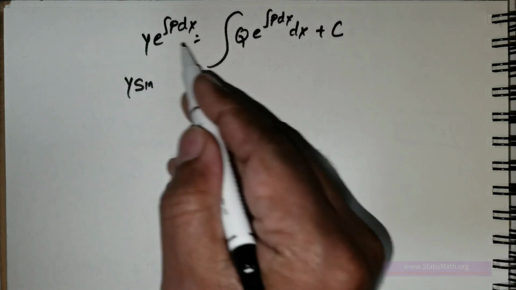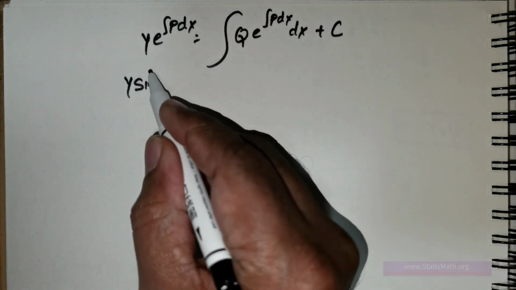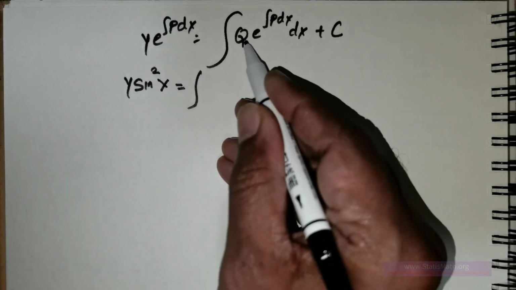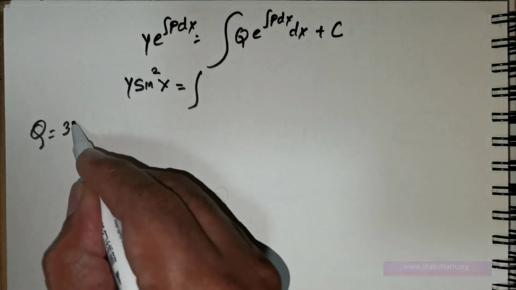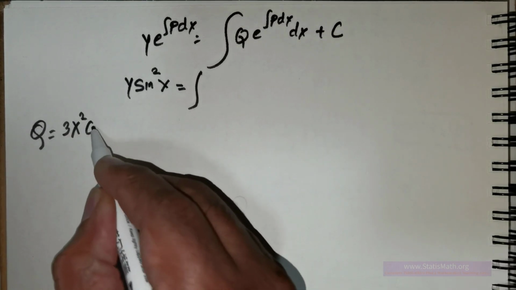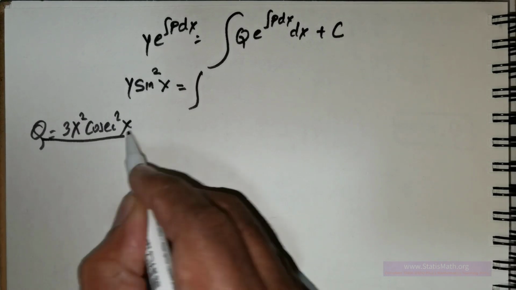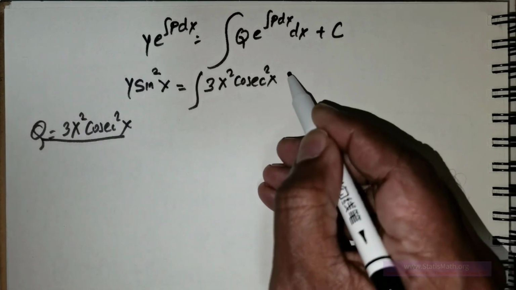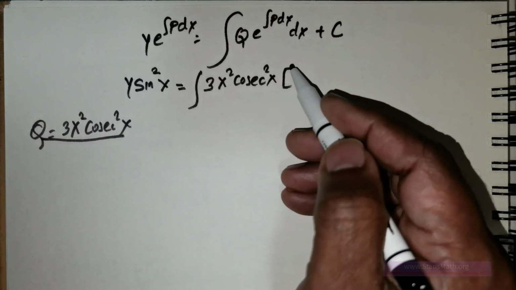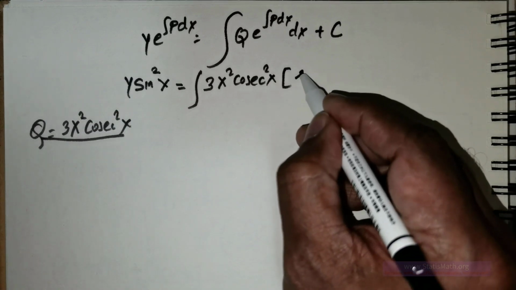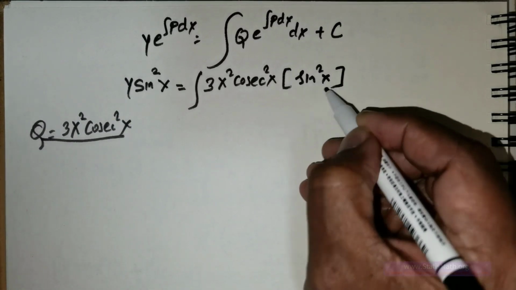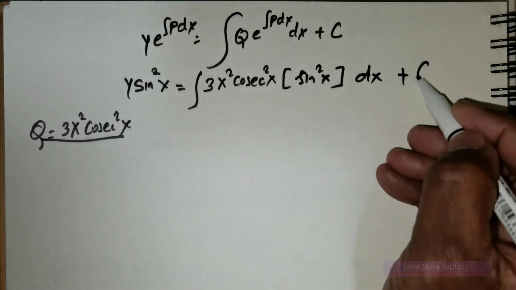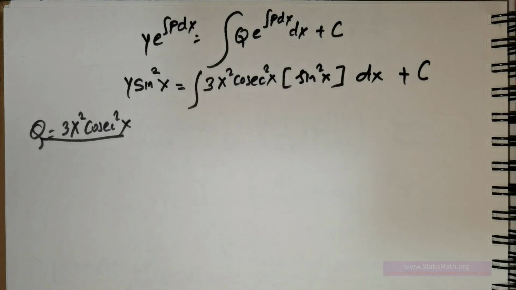So we would substitute the values with the integrating factor information. That would be y times sin² x is equal to integral. Now the value of q has been obtained from the question, which is 3x² cosec² x. So place that: 3x² cosec² x times e raised to the power integral p dx, which has been found to be sin² x. We have already obtained that. So plus, first you place the differential operator, followed by the arbitrary constant c.